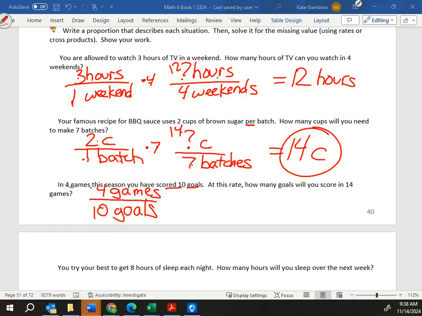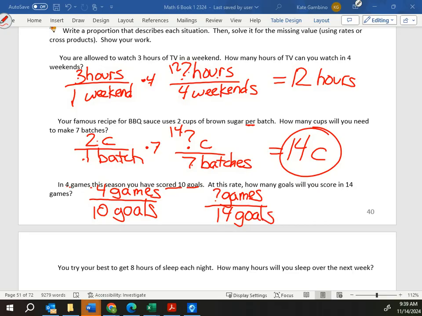What's my second rate going to look like? Question mark games over 14 goals. So you said question mark games over 14 goals. Let's look at the information we're given. Let's read it one more time.